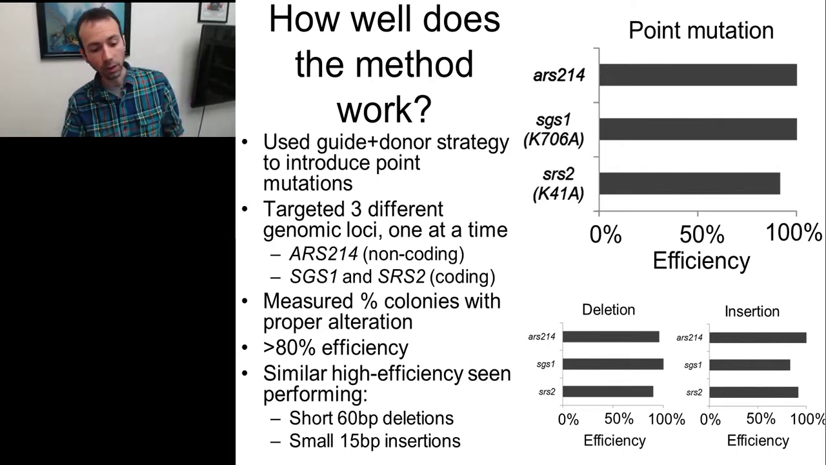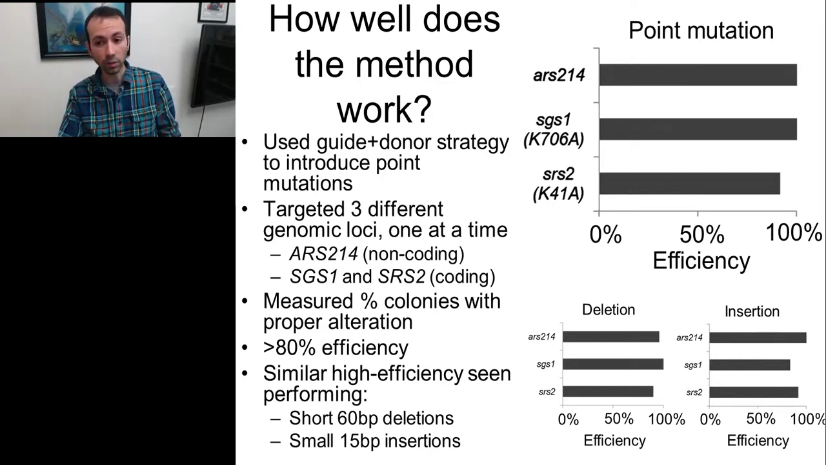We also saw similar high efficiency when we were trying to perform short 60 base pair deletions within the genome or short 15 base pair insertions within the genome. So this told us that our strategy seems to be pretty plastic, and you can do more than just point mutations. You can do things like small indels, which are also very frequent in the human genome, and which many times you actually want to understand also. So introducing one mutation at a time works, which is great.